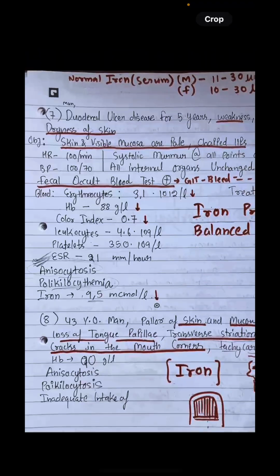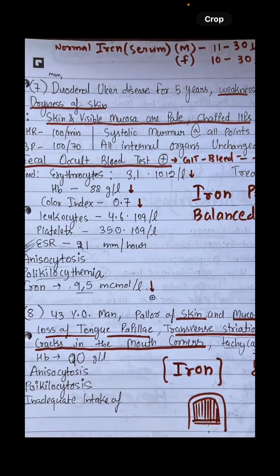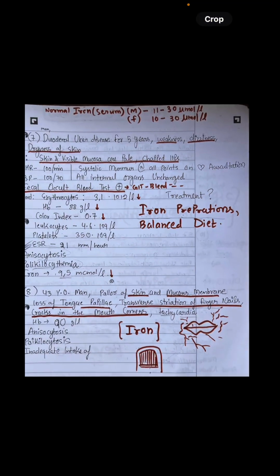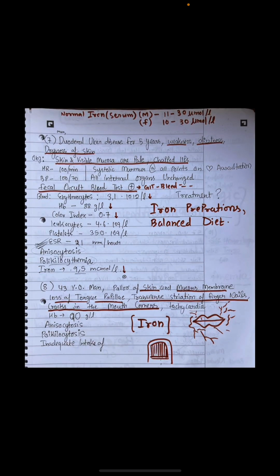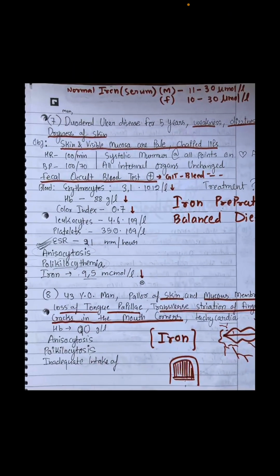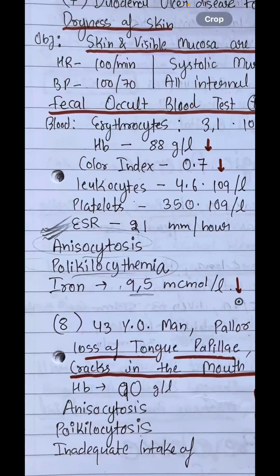In the next case the patient has a positive fecal occult blood test. So this means a GI bleed, and that's why there will be iron deficiency anemia, or let's say post hemorrhagic anemia after this, right? Other things are there to mark the iron in the question. So color index is low, hemoglobin is low, anisocytosis, poikilocytosis.